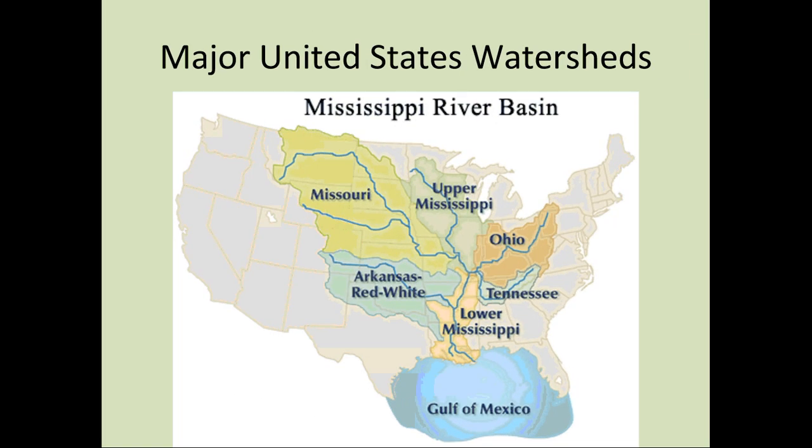In the United States, there are several major watersheds. As you can see in this map, the Mississippi River Basin watershed is separated by the Rocky Mountains in the west and separated by the Appalachian Mountains in the east. In this picture, each of these major rivers flows into the Gulf of Mexico.